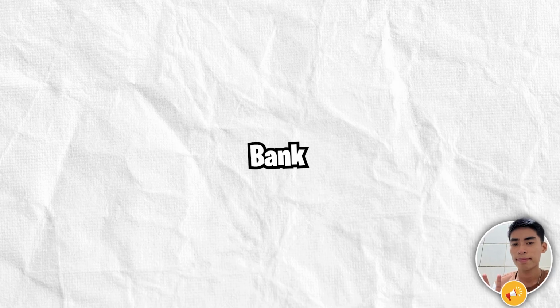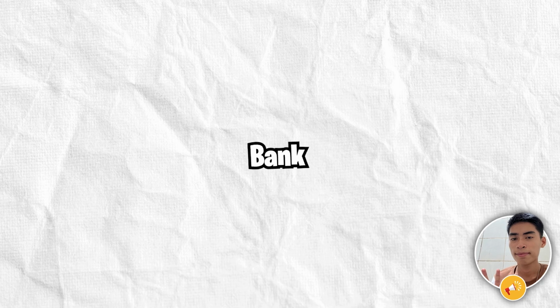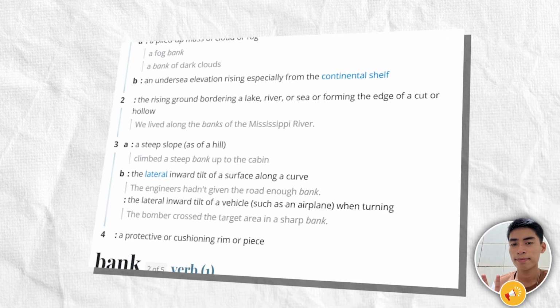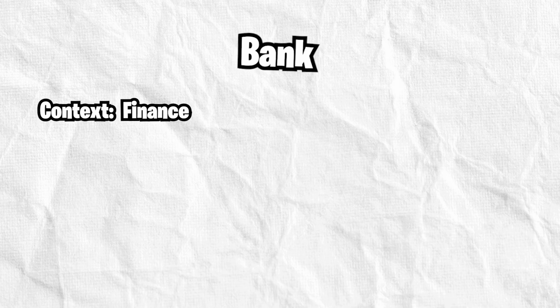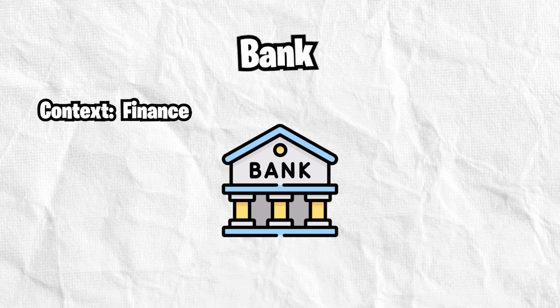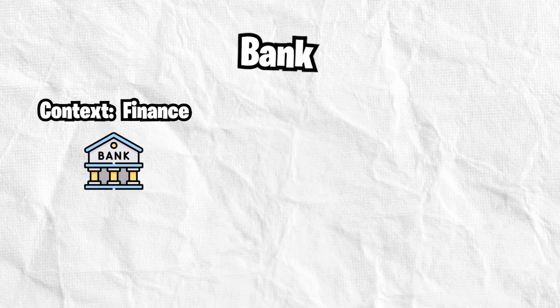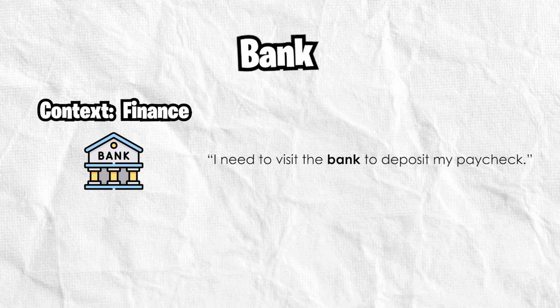The word bank is a classic example that demonstrates the importance of context in understanding meaning within language. It is because the meaning of the word can vary depending on the context in which it is used. Now here are a few examples. In the context of finance, bank refers to a financial institution where people can deposit and withdraw money and conduct various financial transactions. For example, I need to visit the bank to deposit my paycheck.